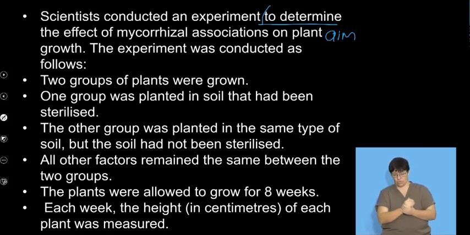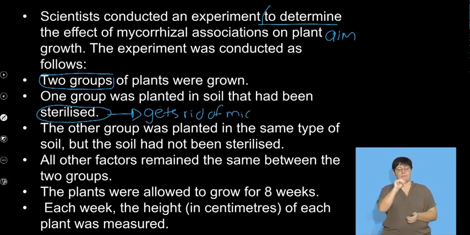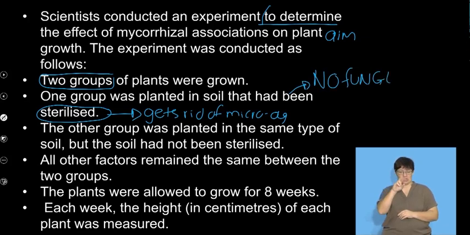Does mycorrhiza help plants? How did I set it up? I had two groups of plants that were grown. Now I'm going to change something. One group was planted in soil that had been sterilized. What does sterilization do? Sterilization gets rid of microorganisms. So in this case, this group, no fungus. If I sterilize it, no microorganism, no fungus.